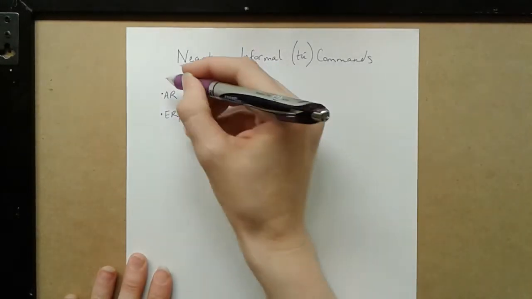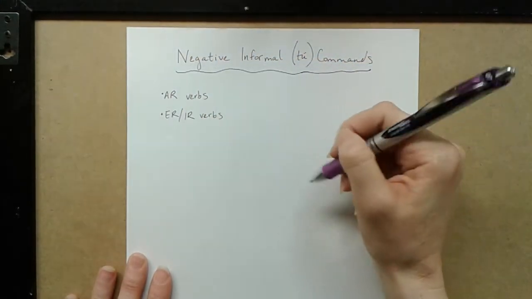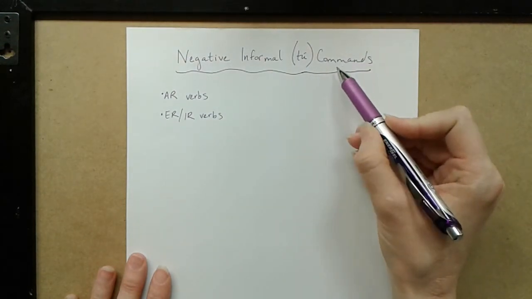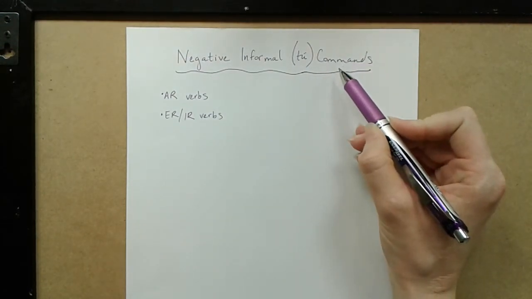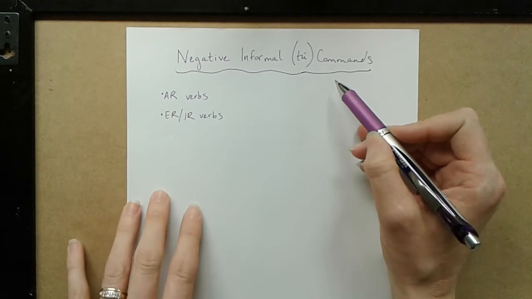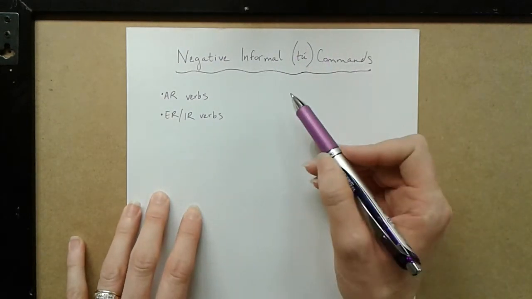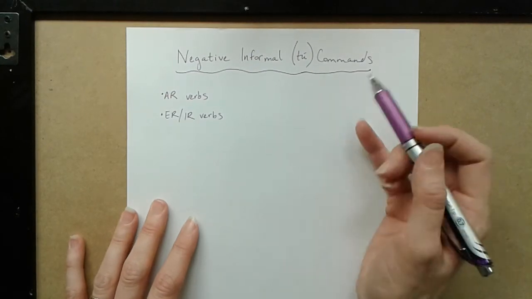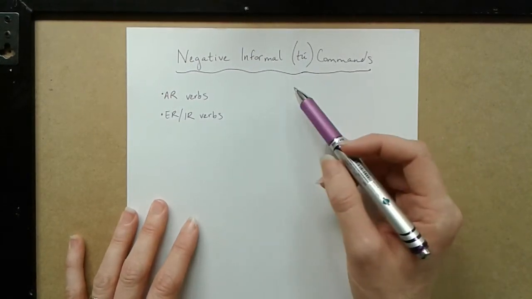Negative informal commands, also called tú commands. Commands, in grammar terms, are also called imperatives, so you may hear that depending on who's teaching you this mood in Spanish. So, how do you tell someone not to do something? That's what this is all about.